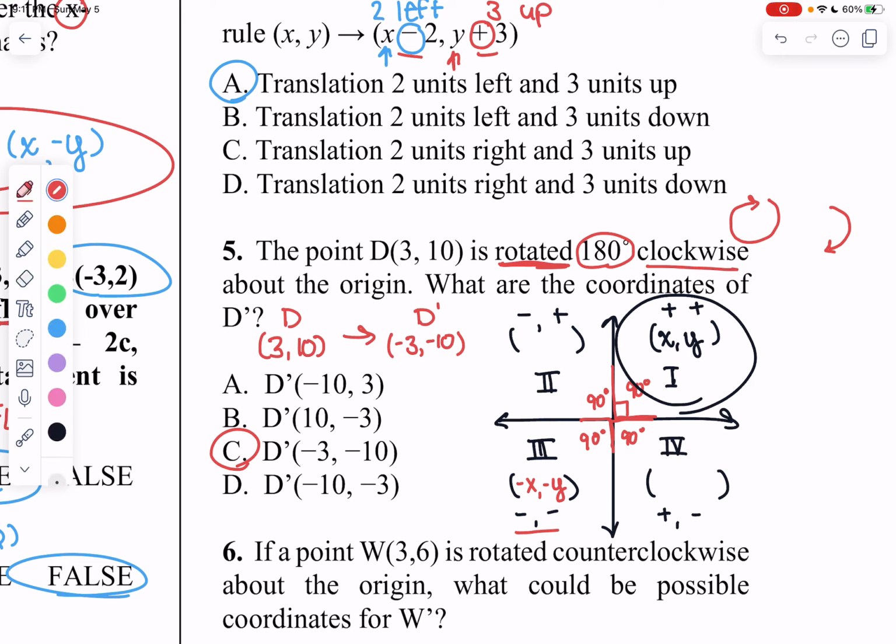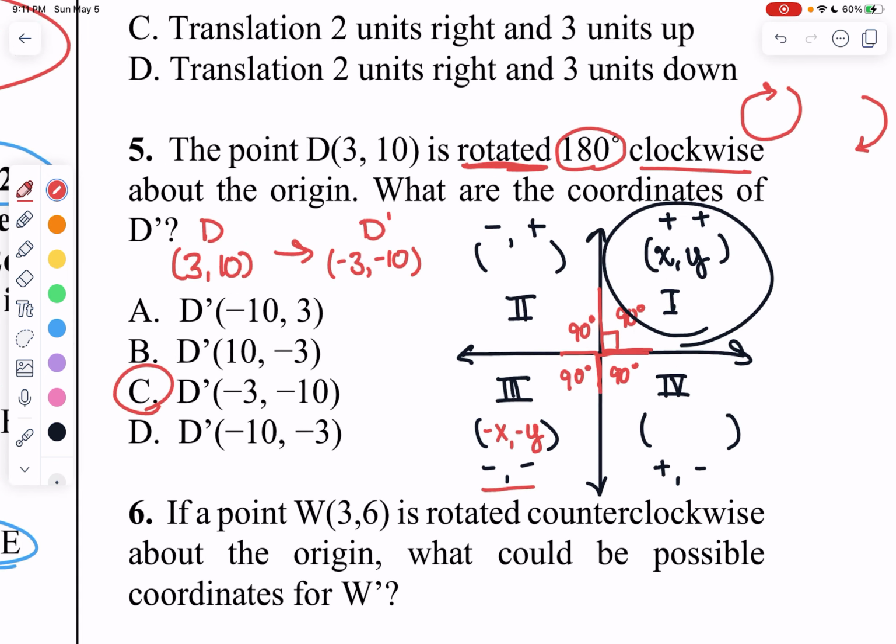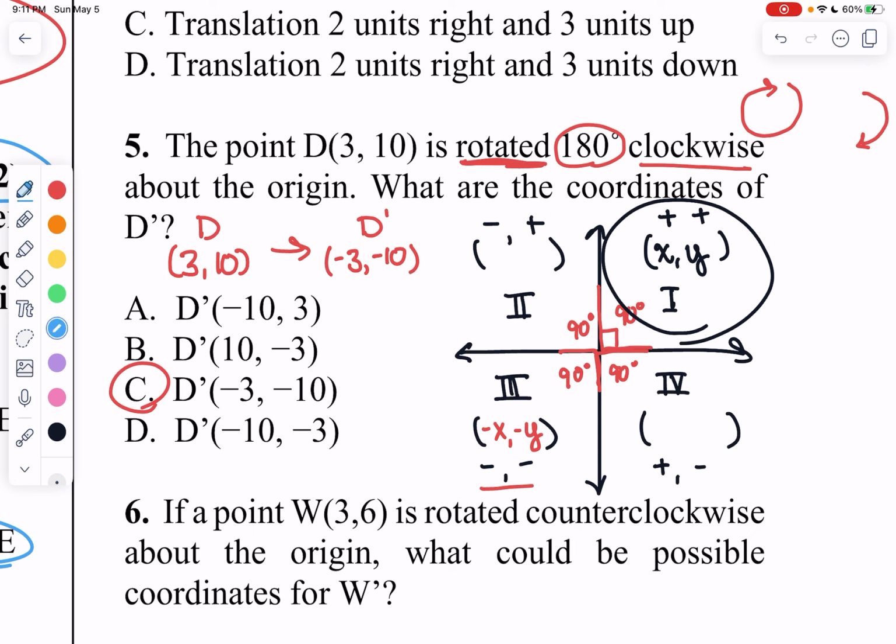I would love for us to write these rotation rules on our paper, by the way. I'm not going to go too into detail with these explanations, but if you see here, this is negative and positive. This is positive and negative, meaning we're only taking the opposite of one. That's the same thing with reflections. With reflections, we only take the opposite of one.